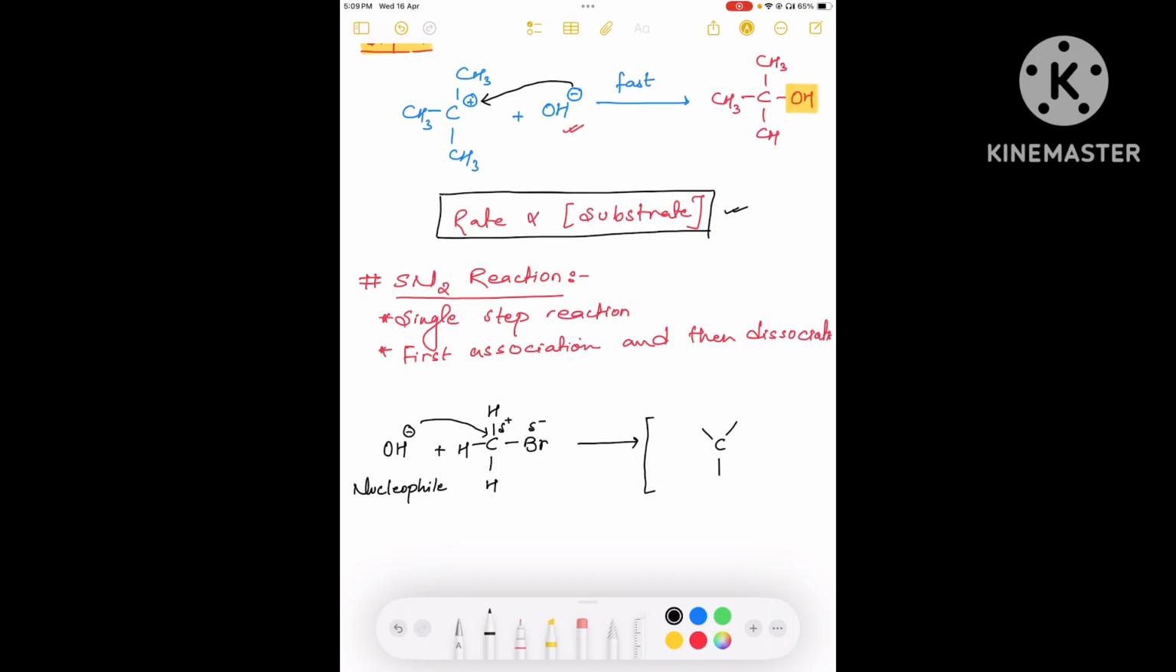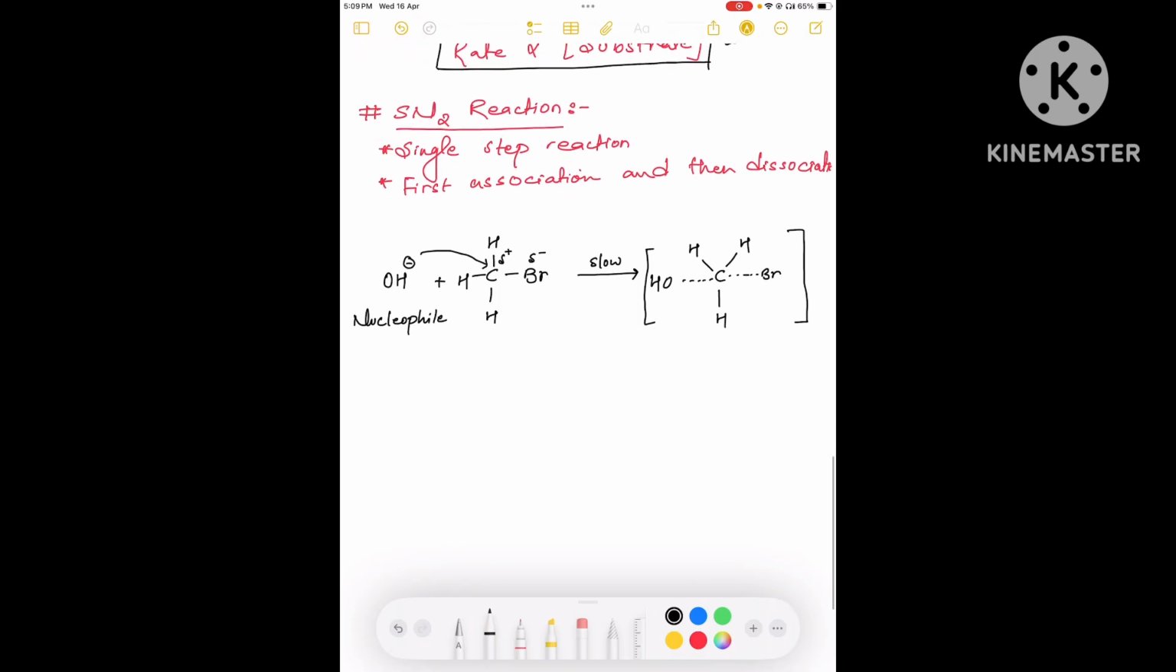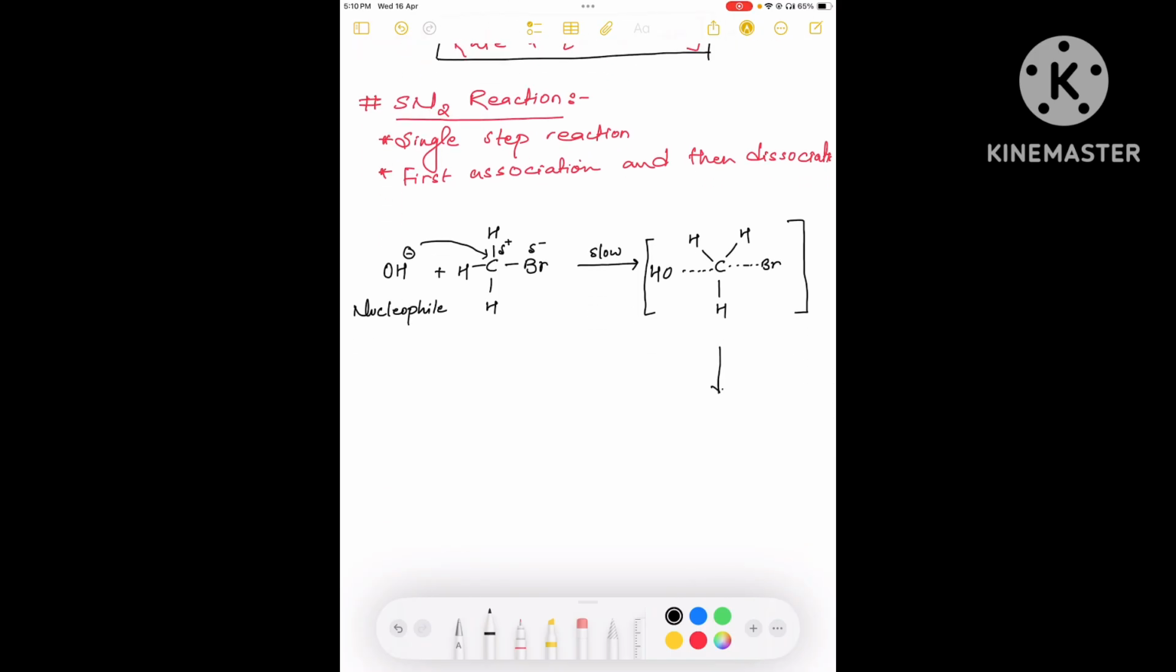C having three H groups right there, and remaining Br, and here I have OH at the same time. So again, this one will be a slow step, and the final step is, now this bond will break, and the situation will be something like this. There will be the formation of C, H, H, and H, and here will be your OH group along with the liberation of Br minus.